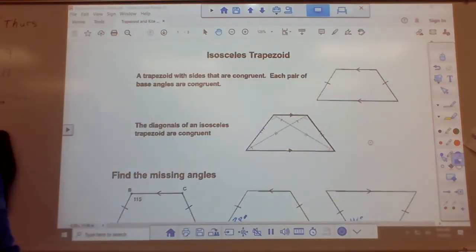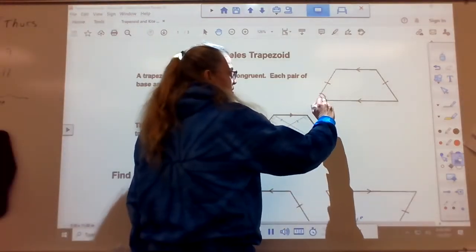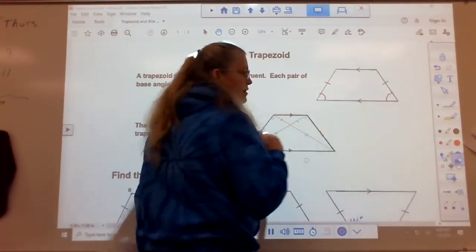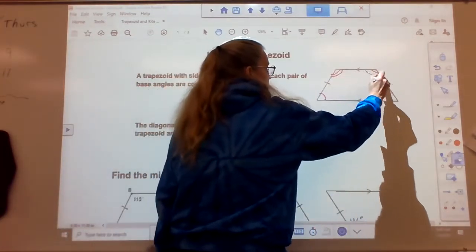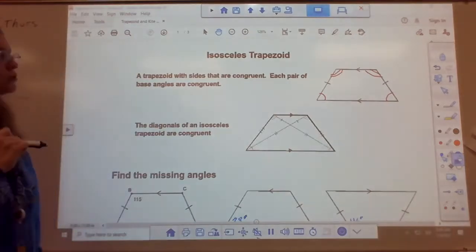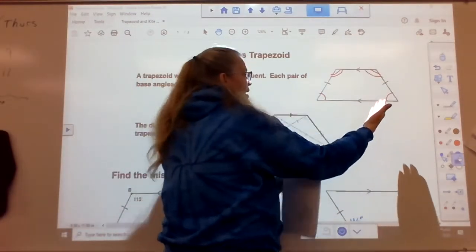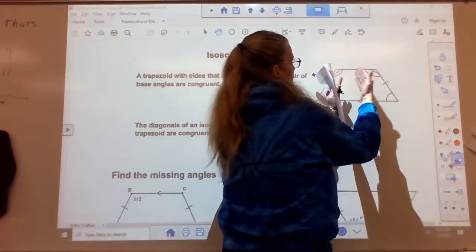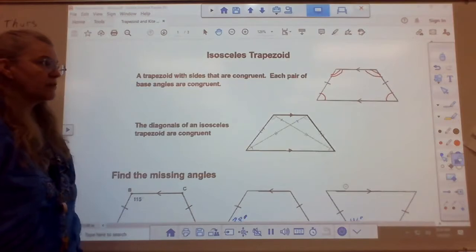And because the legs are the same, we end up with this angle matching this angle, matching this angle. So those are our angles that are going to match. I could cut this trapezoid down the middle and fold it in half on top of each other, and this side would line up. It makes it symmetric.